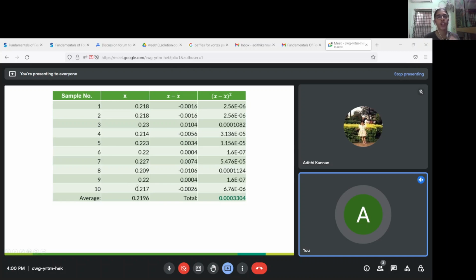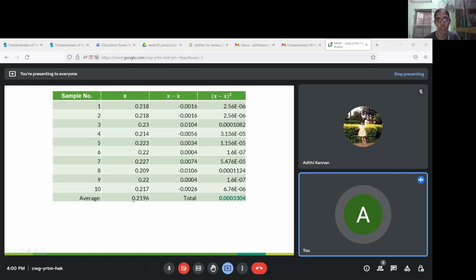So the x values are given in the question. For figuring out your S square, we need to find out what is the mean fractional component required. So the mean fractional component is the mean of all these values. If you take an average of all the 10 values, that is summation of all these x divided by 10, you will get your average as 0.2196. So this is your mean fractional component, that is x bar. So you need to find out what is the variance. So x minus x bar can be given as 0.218 minus 0.2196, which is minus 0.0016.